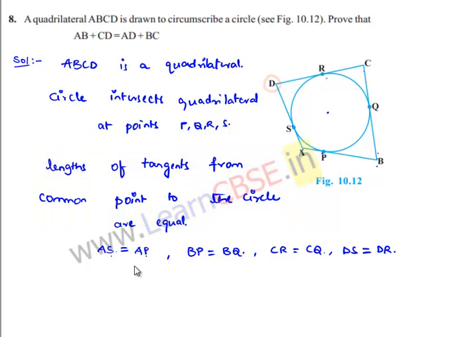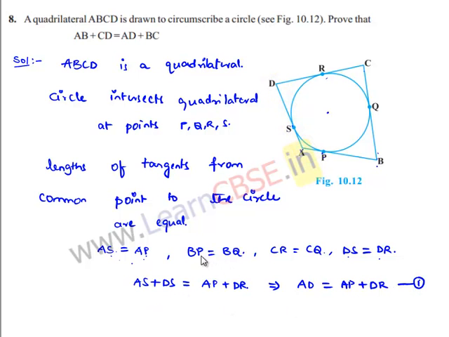Now initially, let us add the equation number 1, that is AS is equal to AP, and the fourth equation, that is DS is equal to DR. Then we get AS plus DS is equal to AP plus DR, which implies AS plus DS is nothing but, from the figure we get AD. Therefore AD is equal to AP plus DR. Let it be as equation number 1.